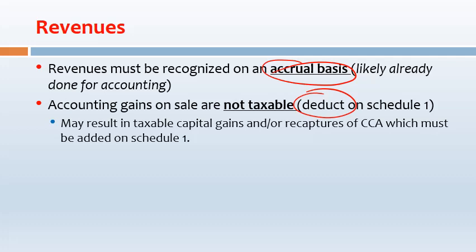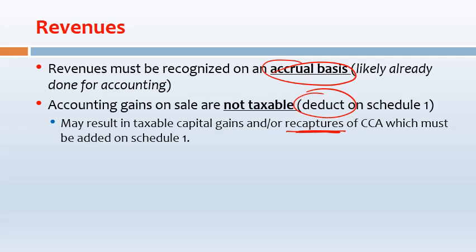Good. The way this is dealt with, as you will recall, is that taxable capital gains could potentially result from the sale of capital assets. It's all dealt with through the CCA system. We could potentially have recapture as well. So taxable capital gains are going to be included in Schedule 1 as income.